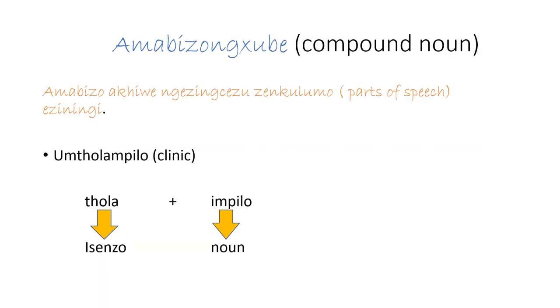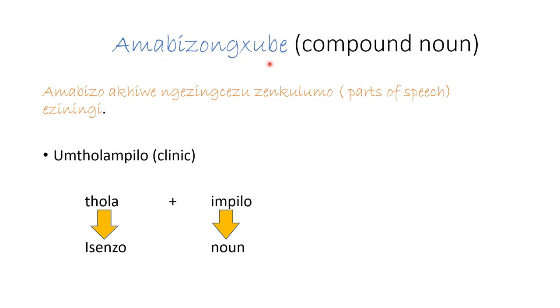And the next type, which I think is the last one, will be amabizongqube, the compound noun. You know what a compound noun is? It's a noun that is made up of more than one part of speech. So let's look at this noun here. Umtholampilo. Tola is to get, which is isenzo, and impilo is health, which is a noun. So umtholampilo is a compound noun.